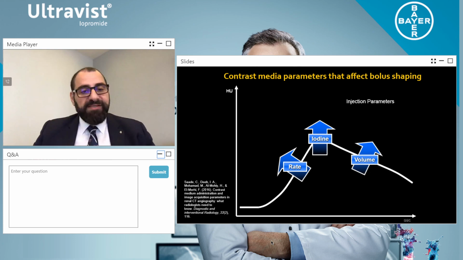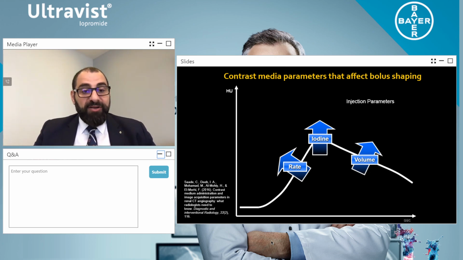Remember, if you're a 16 slice CT scanner up to 64 slice, you can go to 3.5 mils a second is absolutely fine and perfect. If you go from 64 slice to 320 slice, you can go up to 4.5 mils a second for the angiogram. Very, very important.